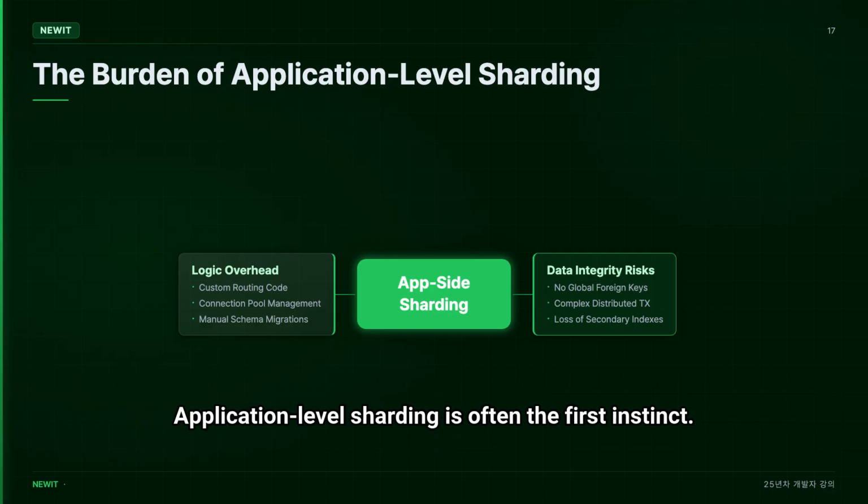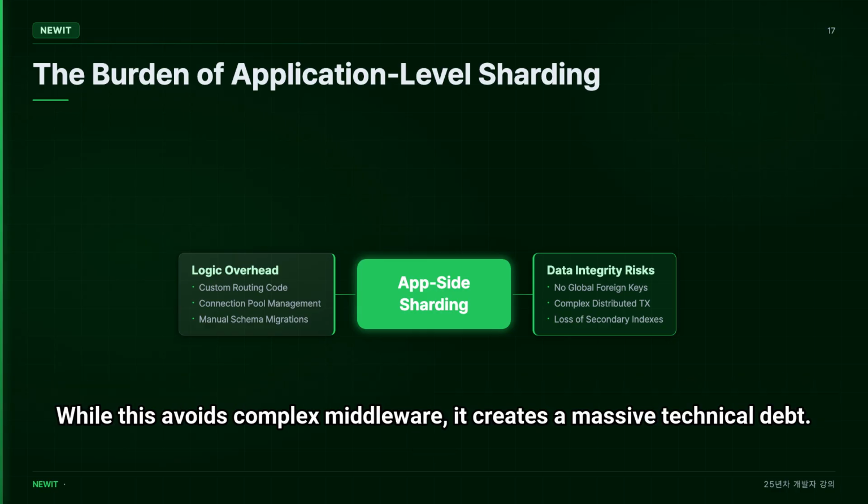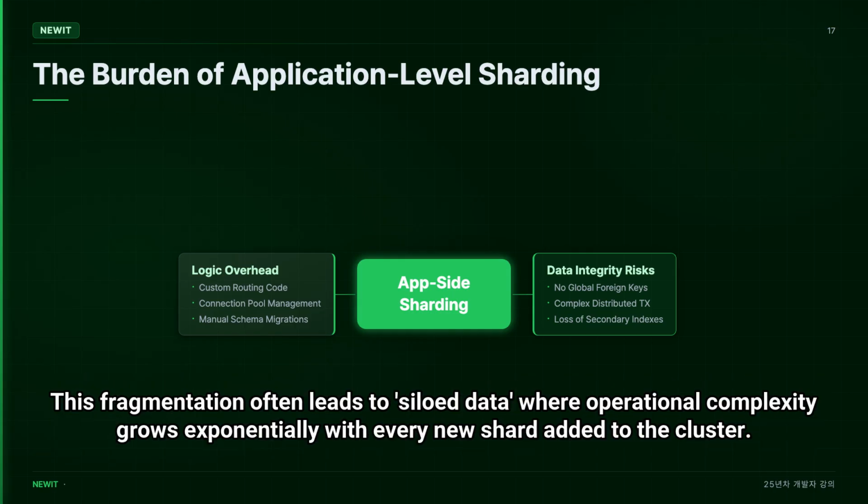Application-level sharding is often the first instinct. In this architecture, the backend application carries the burden of routing logic, deciding which database instance holds which specific row based on a shard key. While this avoids complex middleware, it creates a massive technical debt. You lose the ability to perform joins across shards, global constraints become impossible to enforce, and managing transactions across multiple database connections requires complex two-phase commit logic in your application code. This fragmentation often leads to siloed data where operational complexity grows exponentially with every new shard added to the cluster.